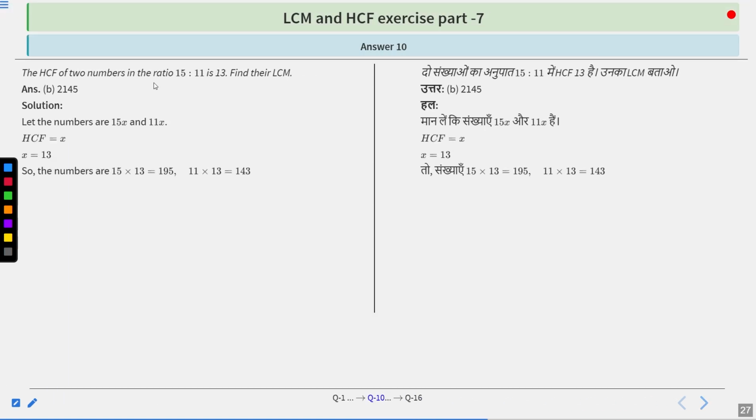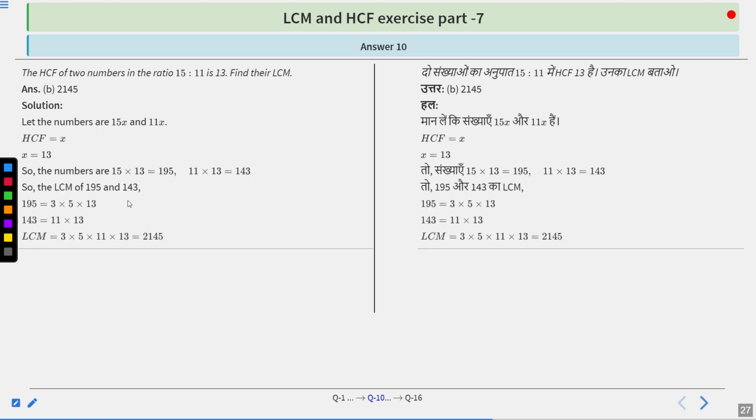Now, if the HCF is in the ratio 15 to 11, the numbers can be 15x and 11x, and the HCF is x. But according to the question, the value of x is 13, that is the HCF. So the numbers are 15 into 13, that is 195, and 11 into 13, that is 143. So we have got our two numbers. Now we have to find their LCM.